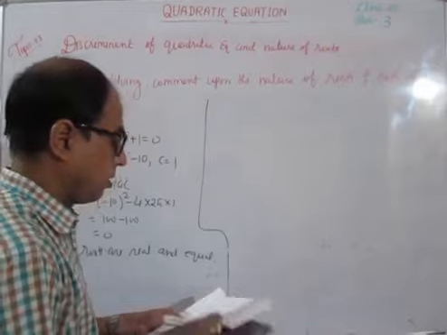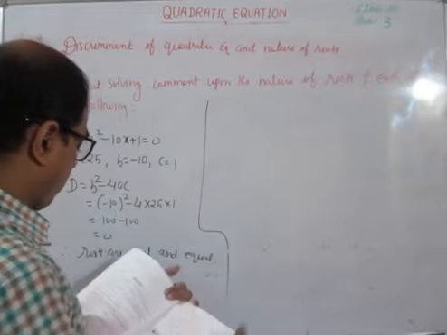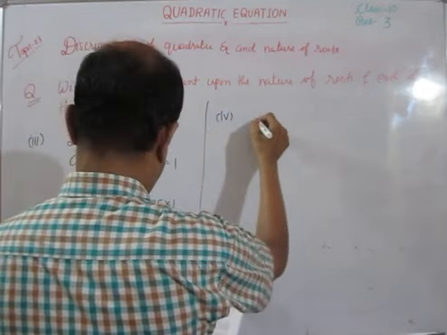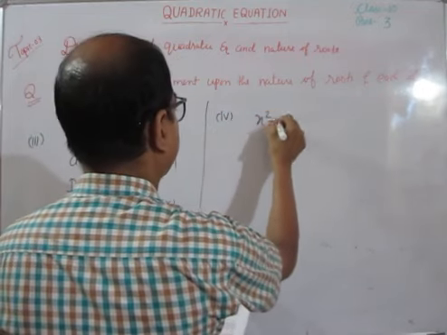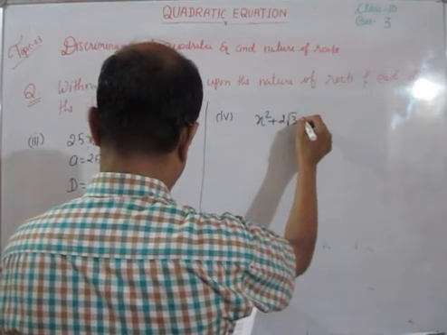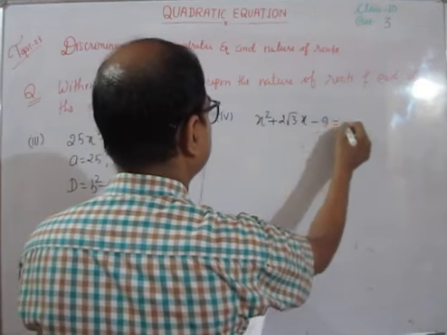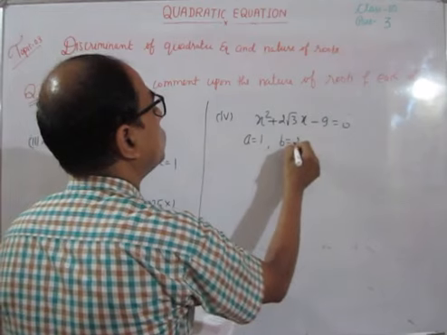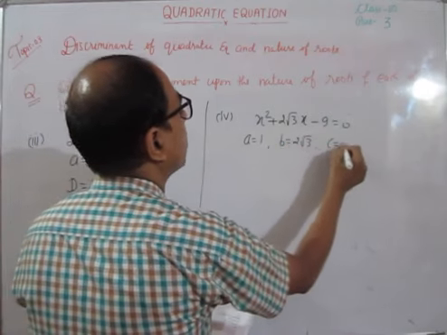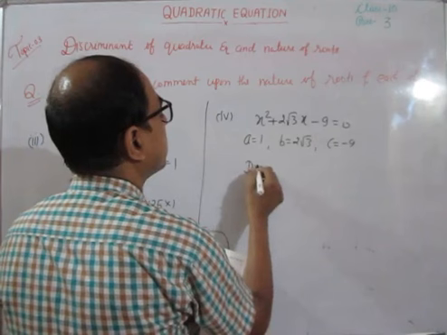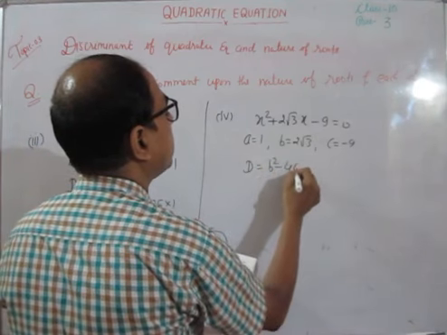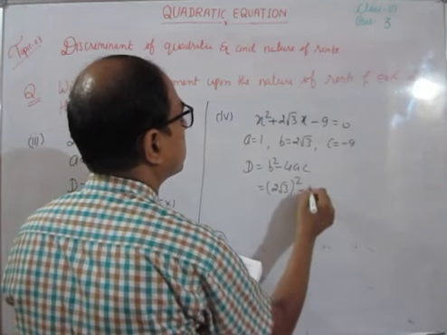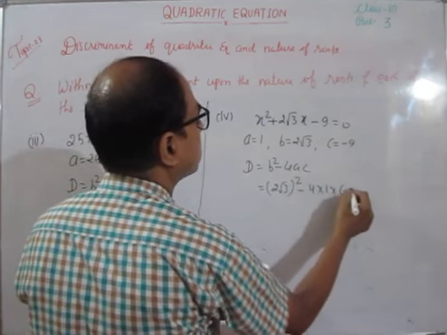Now let us take this question, fourth. x square plus 2 root 3 into x minus 9 equal to 0. Now here a is 1, b is 2 root 3 and c is minus 9. So discriminant is b square minus 4ac. So 2 root 3 whole square minus 4, a is 1, c is minus 9.